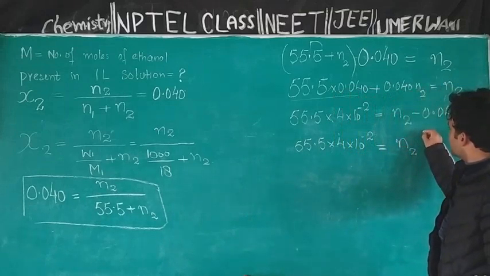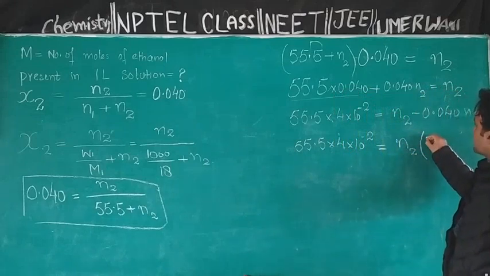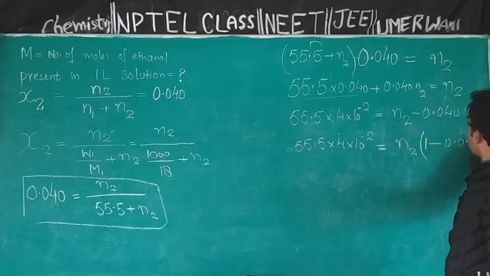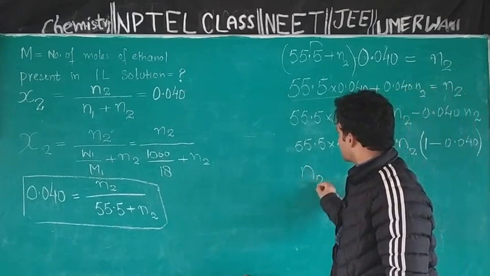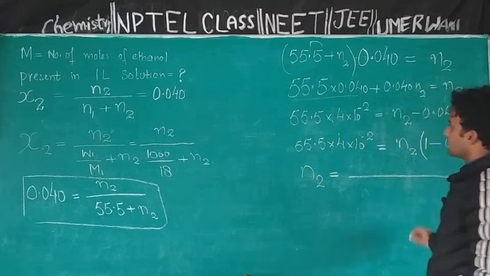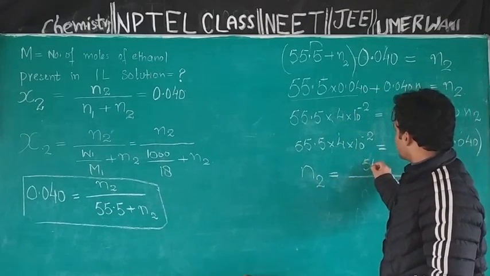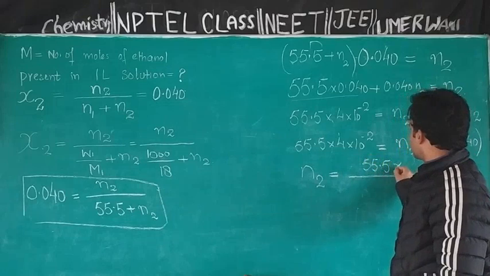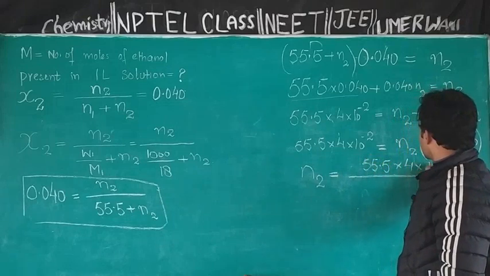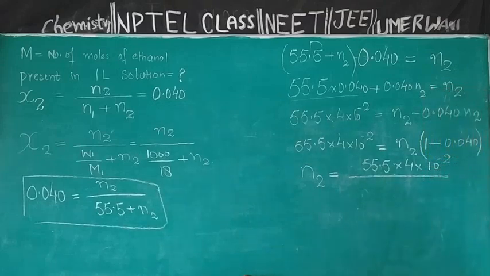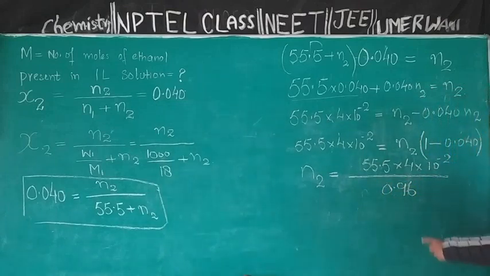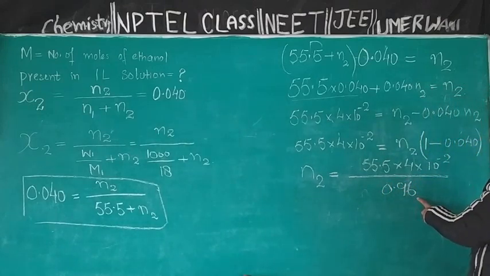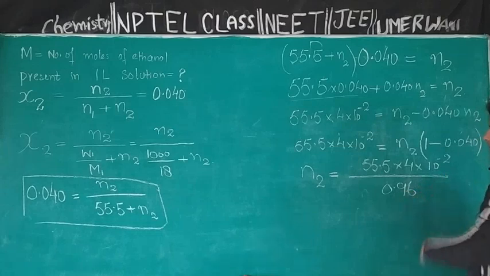number of moles of solute ethanol which I have to determine present in 1 liter of solution, 1 minus 0.040, and N2 will be equal to 55.5 multiplied by 4 into 10 raised to power minus 2. It will come equal to 0.96. 0.96 I can write 96 multiplied by 10 raised to power minus 2, 10 raised to power minus 2 will get cancelled.